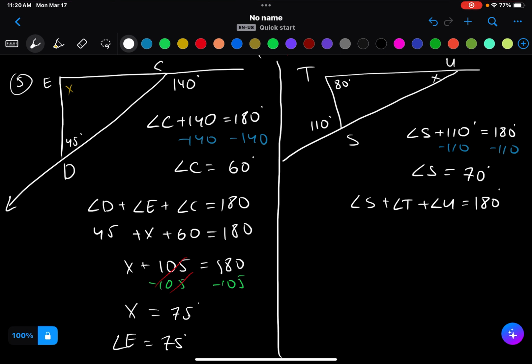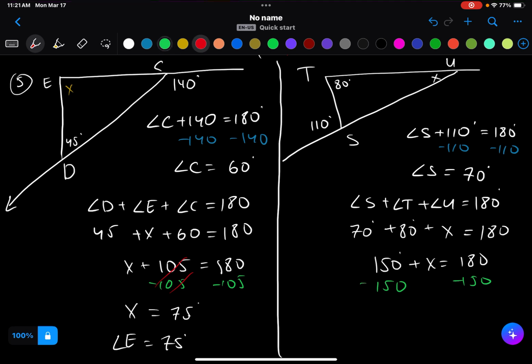I know 2 of the 3. I know angle S is now 70 degrees. I just figured it out. T was given to us, and we're trying to find our X, our angle U. So 70 plus 80, that's going to be 150 degrees, plus X equals 180. Then simply subtract 150 from both sides. That's gone here. So X is just 30 degrees, which means our missing angle U is 30 degrees.